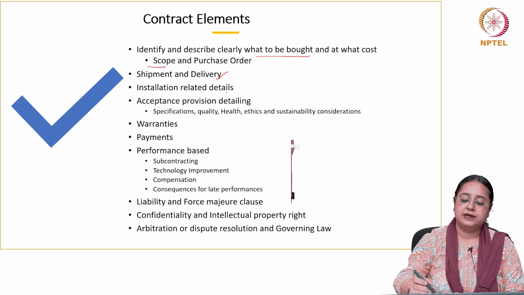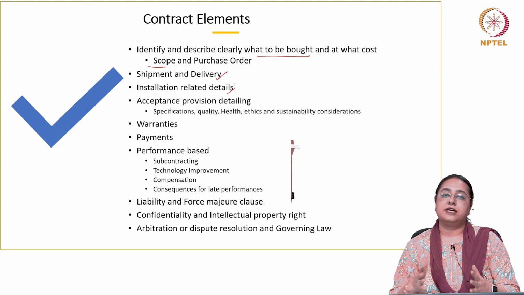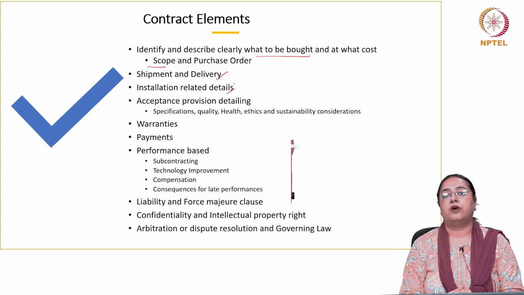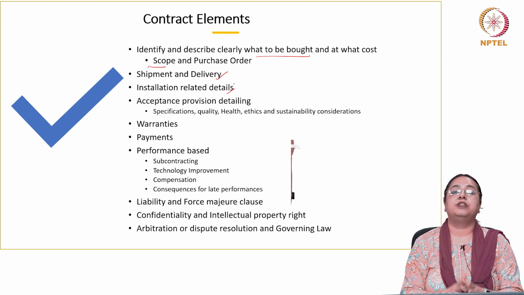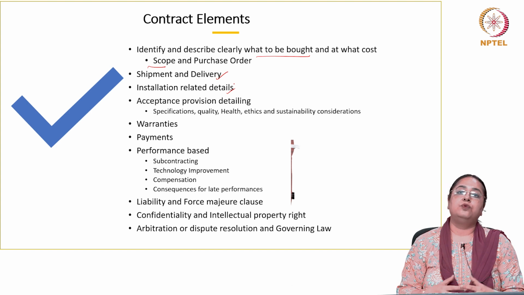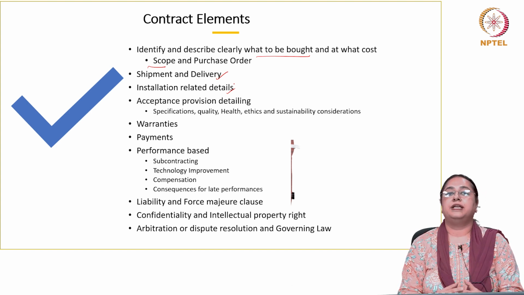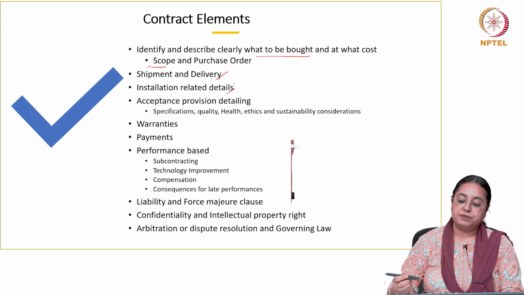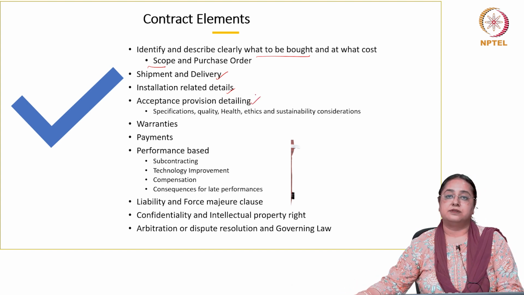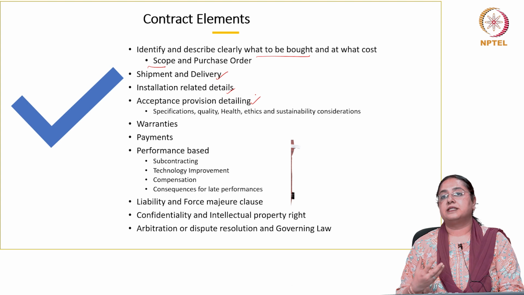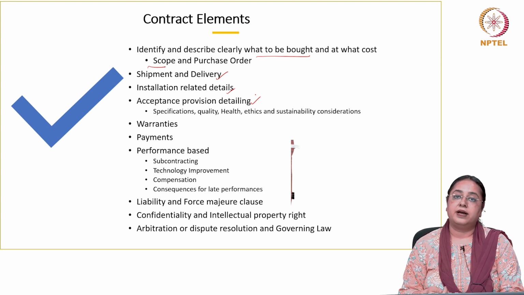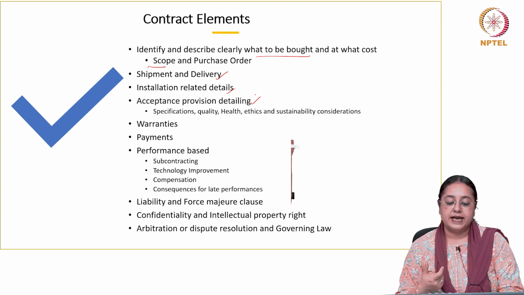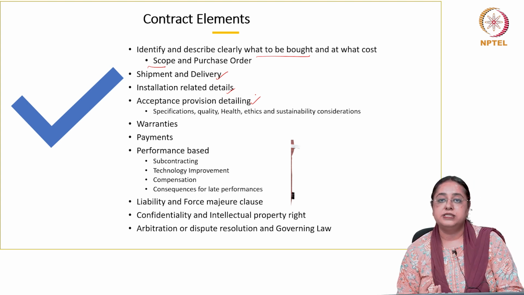There should be installation-related details if we are dealing with a technology product, or a product which needs to be installed at the buyer's premises. Who would install it, within what duration would it be installed, do they need any other inputs or resources? All details are to be mentioned in the clause. The other aspect in the clause is related to acceptance, like how the buyer would accept the product. Obviously when we say acceptance, the main thing is quality.